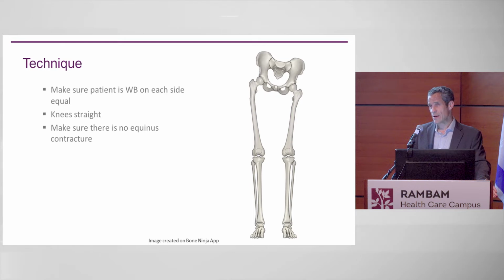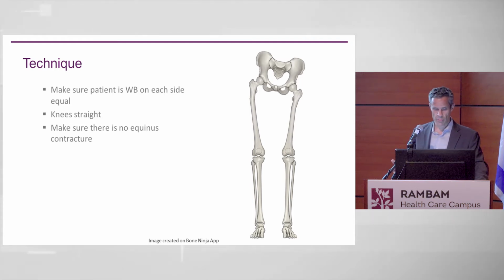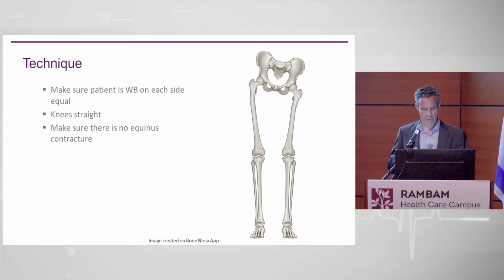When these x-rays are taken, it's very important that the patient is weight-bearing equally on each side, and it's important to talk to your x-ray tech frequently about this because they don't always do this, or the patient's wearing a shoe and it's got some tissue inside of it to elevate the leg a little bit more, and if you don't know about that, it can throw off your alignment. The patients need to have their knees straight and make sure that there's no equinus contracture.